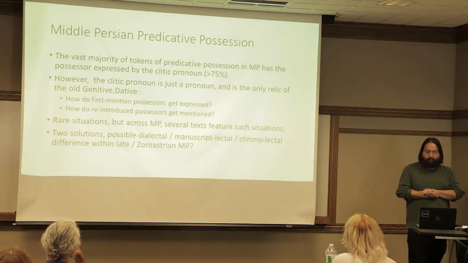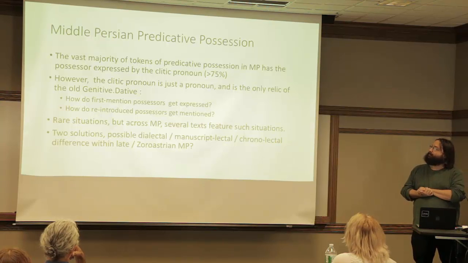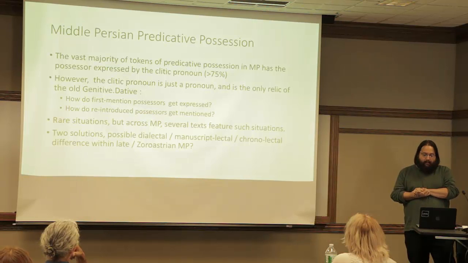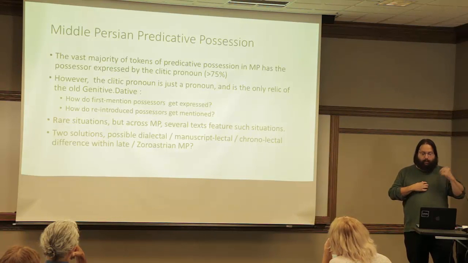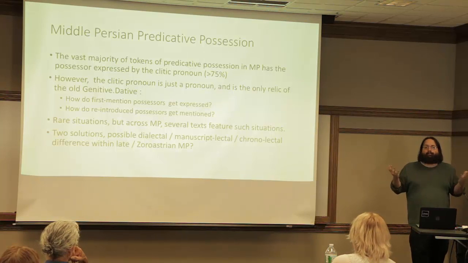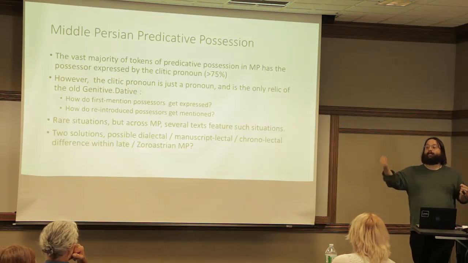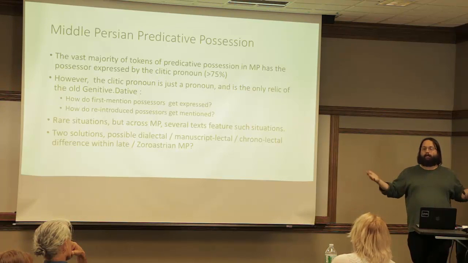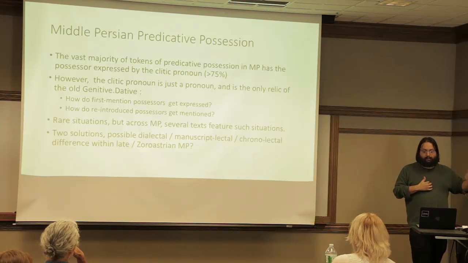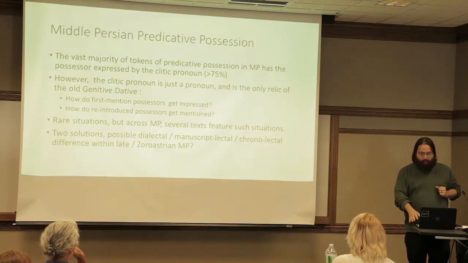The vast majority of tokens of predicative possession in Middle Persian has the possessor expressed by the clitic pronoun. This is over 75% in my data. However, the clitic pronoun is just a pronoun, and it's the only relic of the old genitive possessive form. But since it's just a pronoun, how can you express possessors in their first mention? You can't use a pronoun for first mentions. You can't use a pronoun if you want to reintroduce the possessor after you have not been talking about them for quite some time. Those are rare situations, but if you go over Middle Persian texts, you find that different texts use slightly different strategies to cope with these situations.